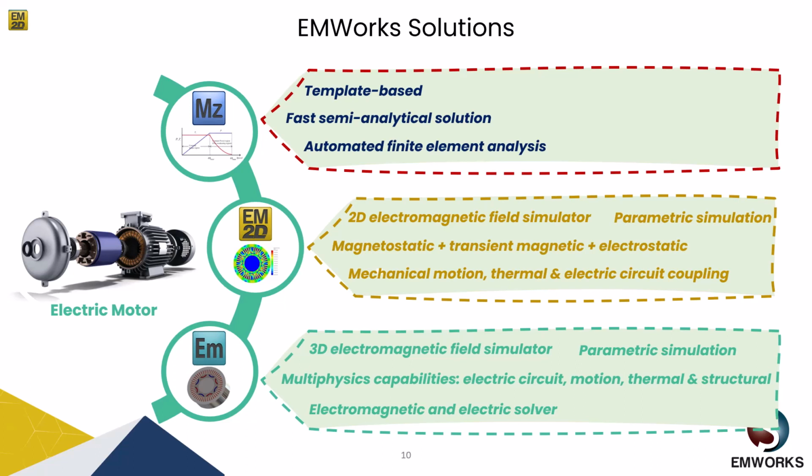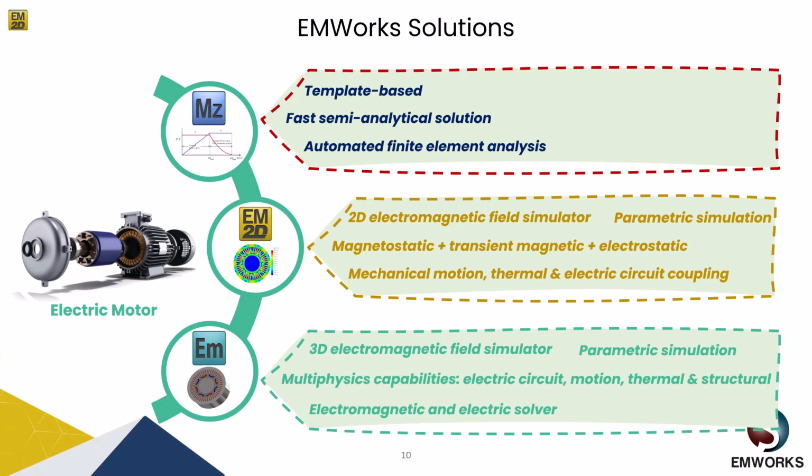Next, second, we have the Aimworks 2D tool. It is a 2D electromagnetic simulation software that uses FEA to solve magnetic, electric, and transient problems. Aimworks 2D allows you to study the effect of the geometry or simulation parameter changes on the design. It also allows you to couple a transient magnetic study to mechanical motion and thermal.